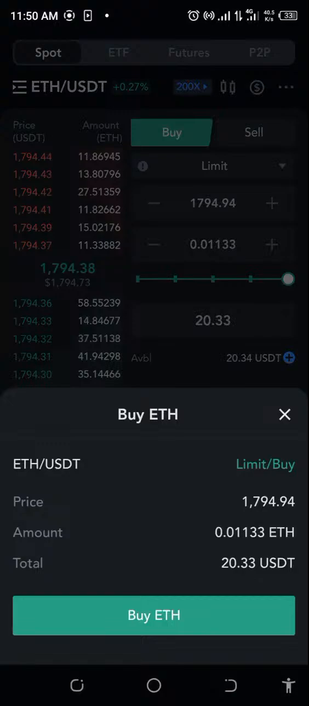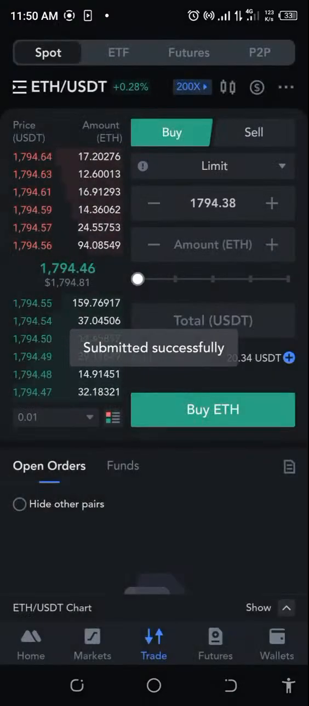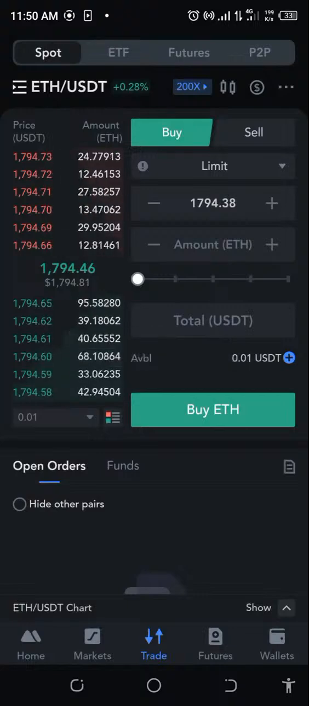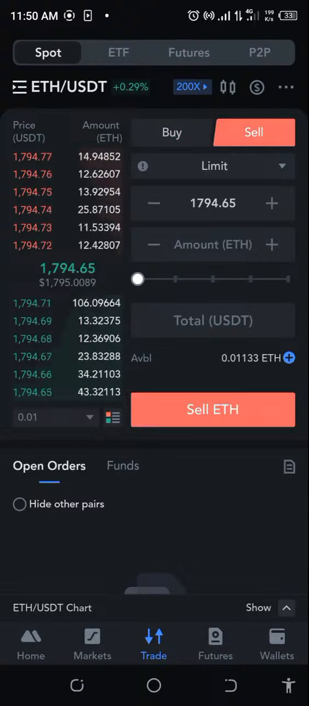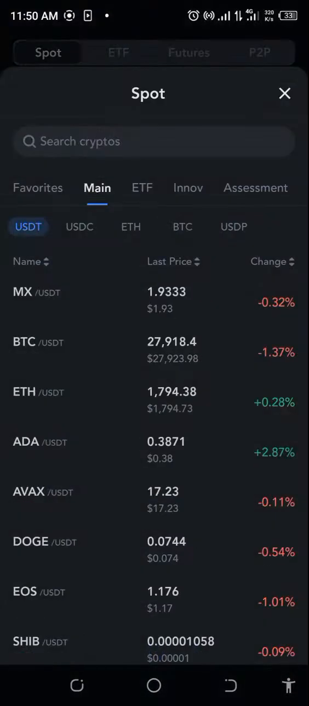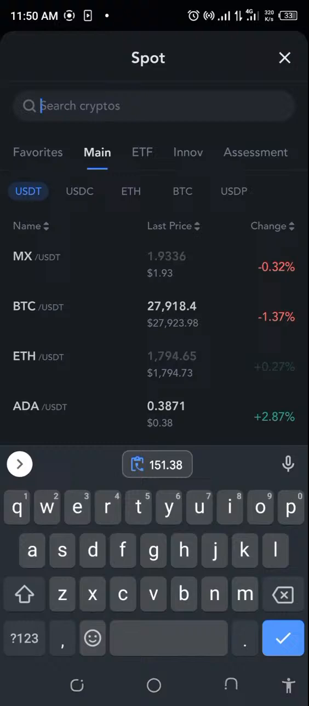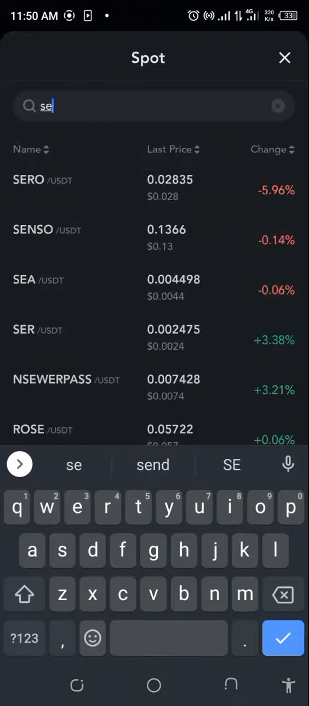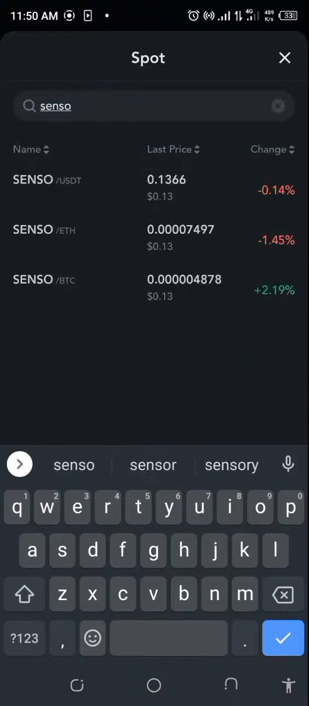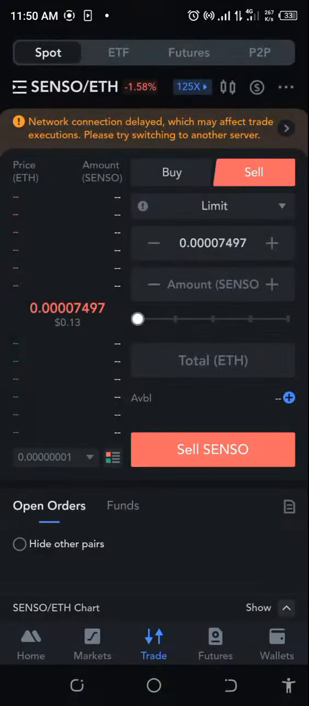Okay. Let's hope this is gonna work. Alrighty. So we do this. Let's hope it bought. Did it buy successfully? It did. Okay, let's go to Senso. Let's hope we won't be tied down by this. Senso USD, Senso ETH. Don't forget it was Senso ETH.